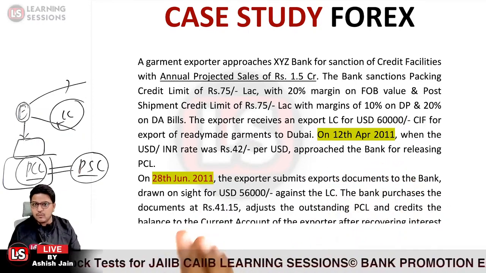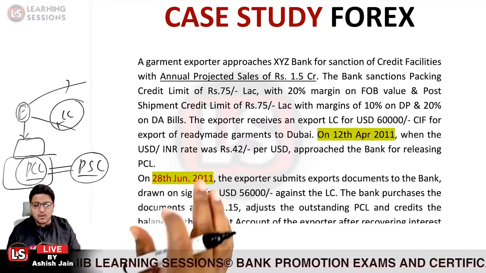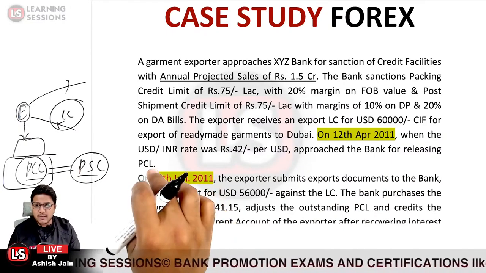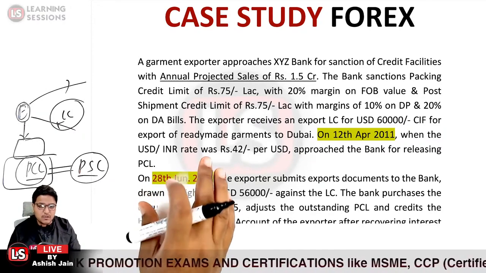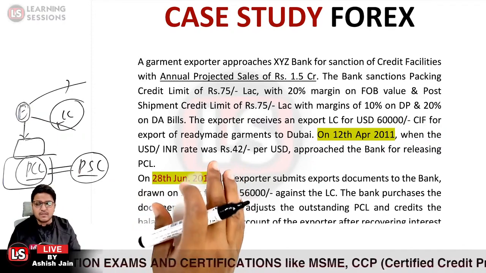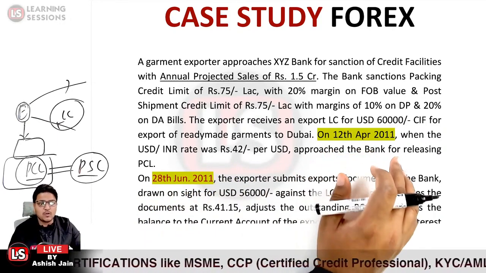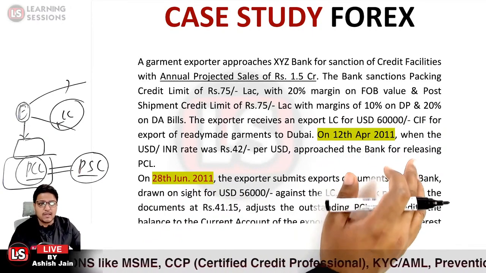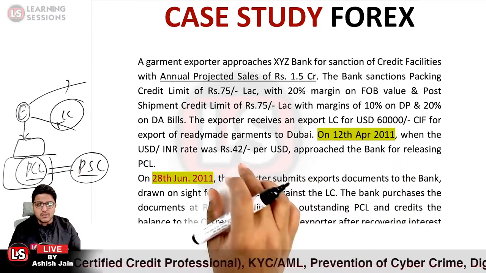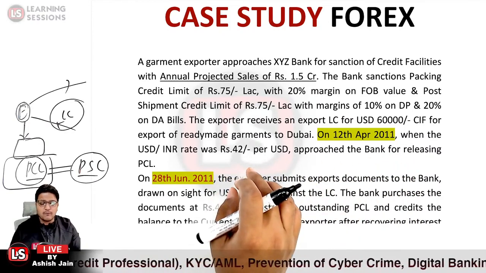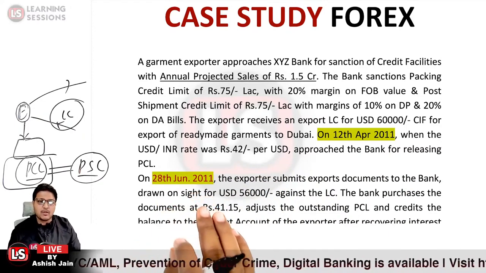Have you learned so far what the question is all about? Up to this first paragraph, have you learned this so far? The bank will be sanctioning this amount and the margins are given. It is also provided that the exporter has received an export LC amounting to 60,000 USD CIF value, and when he approached the bank, the USD to INR rate was 42 rupees. In the second paragraph, it is said on 28th of June.